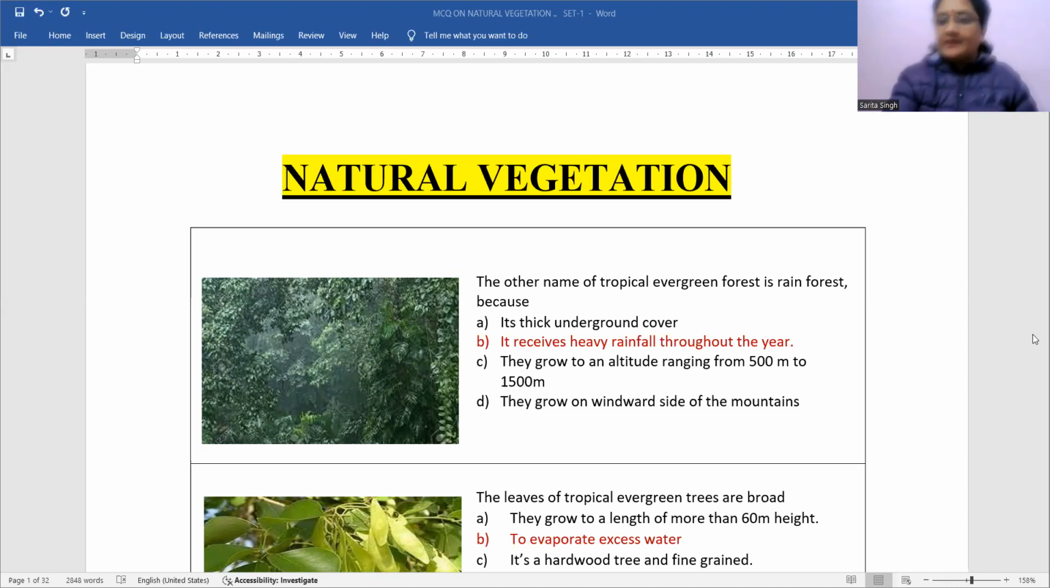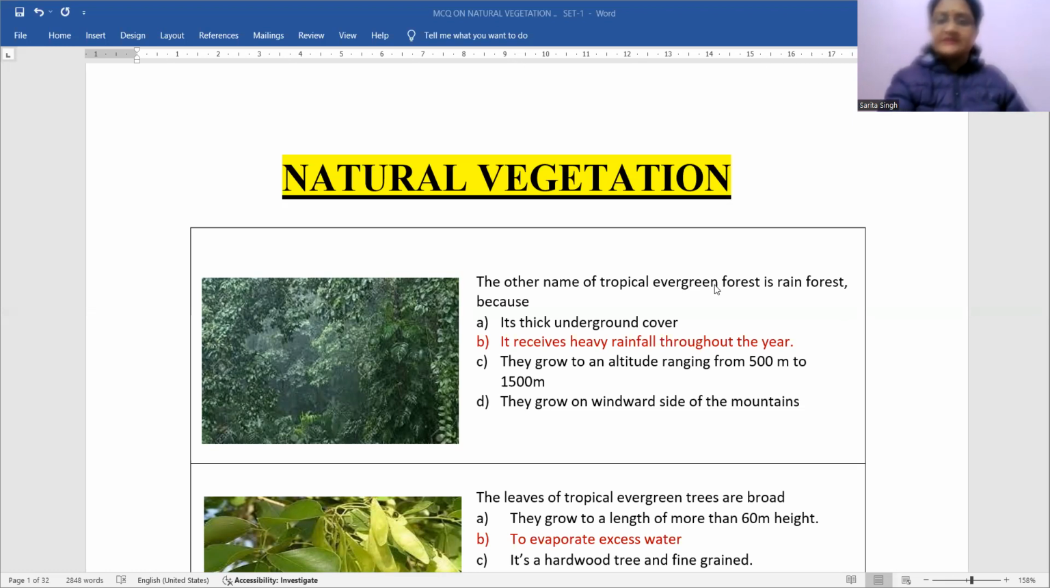Number 1, नेचुरल वेजिटेशन में बच्चों आपने ये पढ़ा हुआ है अलग अलग टाइप के फॉरेस्ट, राइट? One of that is tropical evergreen forest, right? अब ये tropical evergreen forest को हम rain forest क्यों बोलते हैं? It is also called as rain forest. You all know. Now, what is the reason why it is called as rain forest?